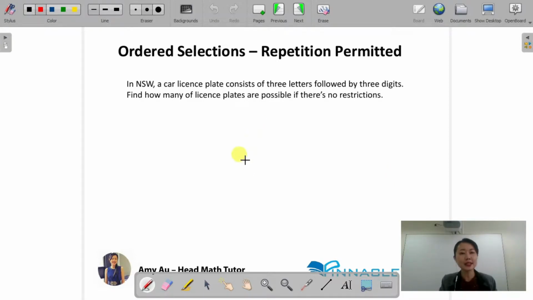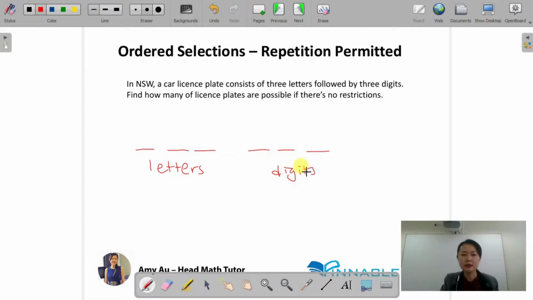Alright, so this is another example where repetition is permitted. In New South Wales, a car license plate consists of 3 letters followed by 3 digits. Let's again draw it out so we can see what we're working with. So 1, 2, 3, 1, 2, 3. The first 3 spots have to be formed by letters and then digits.